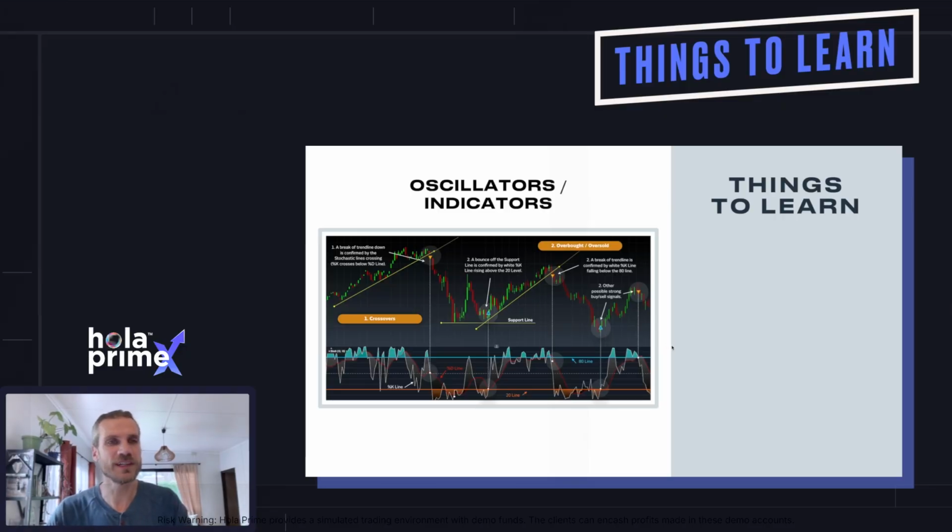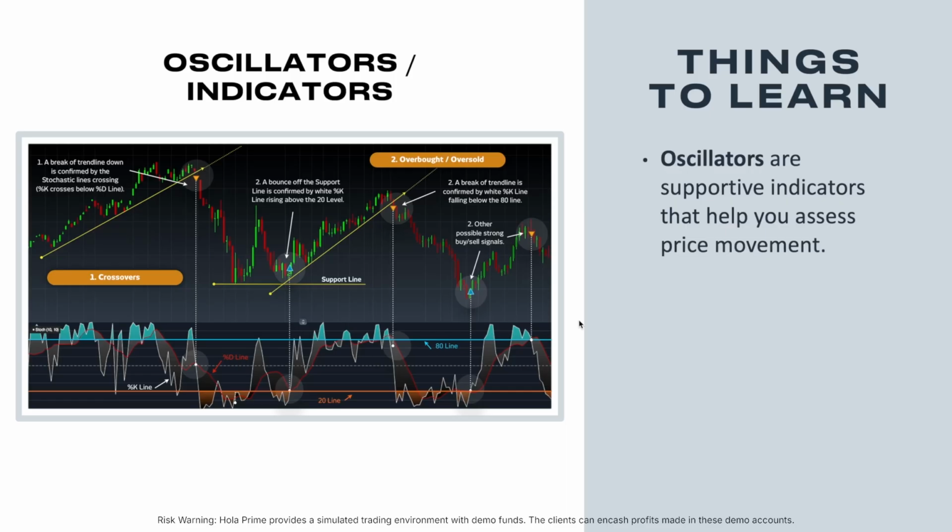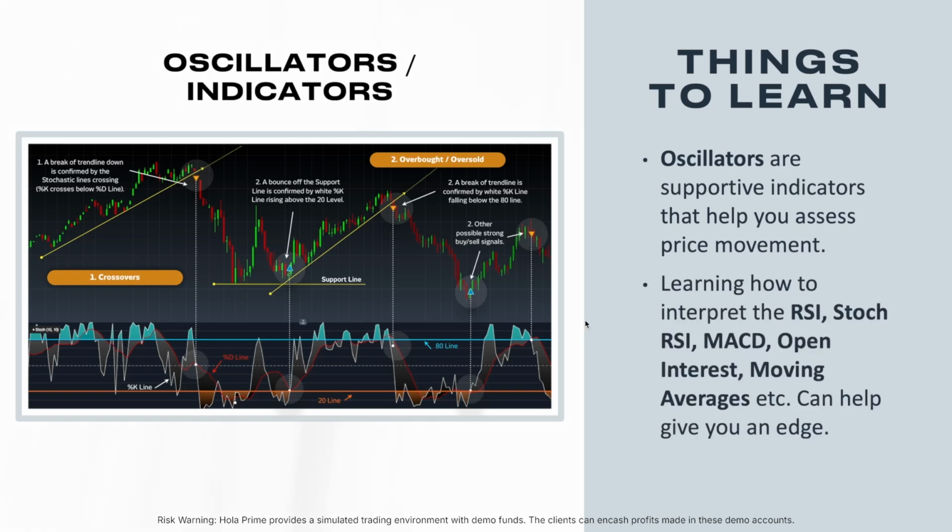Next up, things to learn: oscillators, indicators. Oscillators are supportive indicators that help you assess price movement. Learning how to interpret the RSI, the stock RSI, the MACD, open interest, moving averages, etc. can help give you an edge. This particular example has got the stock RSI, which you can see when it reaches oversold here, below the 20 line, you can see that's when the price action starts to reverse and head higher again. Just an example of how indicators can help predict when the price is going to go up or down. Things you absolutely need to learn: oscillators, indicators.